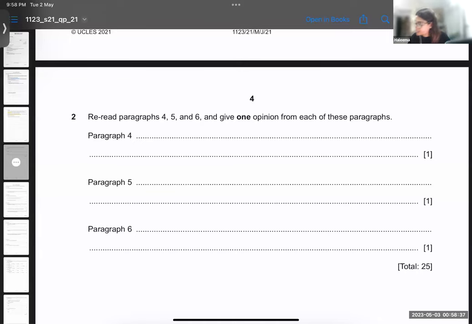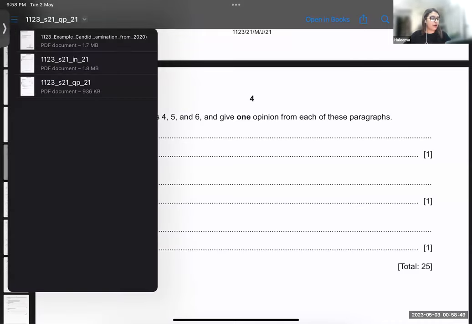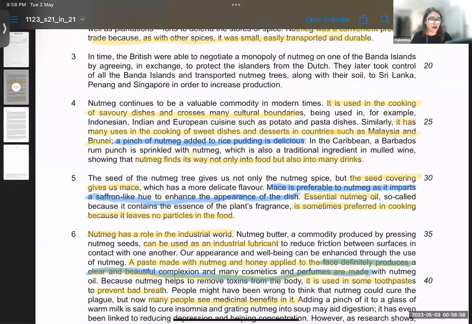This is 2021, May, June, paper 2-1. Yes, it should be related to the specific paragraph. So when they say opinion from paragraph 4, this is the opinion, the one in blue. A pinch of nutmeg added in rice pudding is delicious. This is an opinion. Then in paragraph 5, when we talk about how maize is preferable to nutmeg as it imparts a saffron-like hue, that's another opinion. And then in paragraph 6, they talk about using nutmeg as a paste for a fair complexion. Again, that is an opinion.